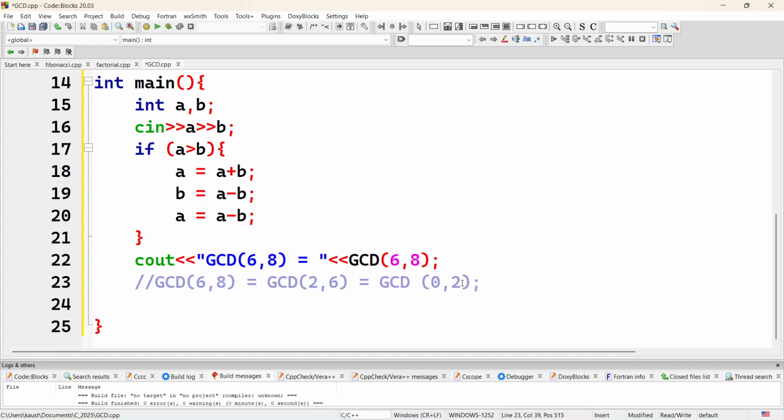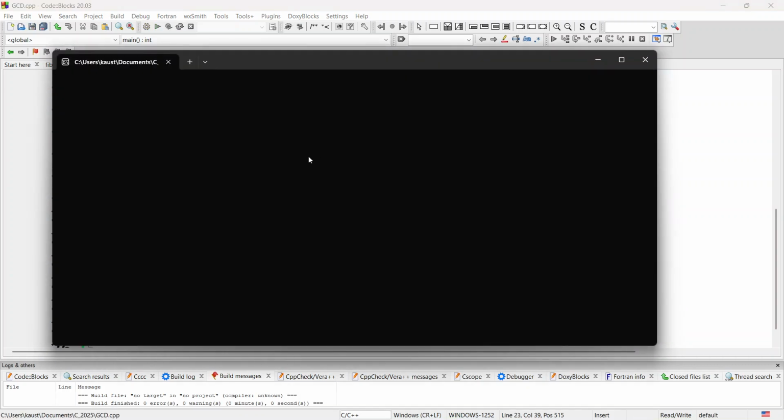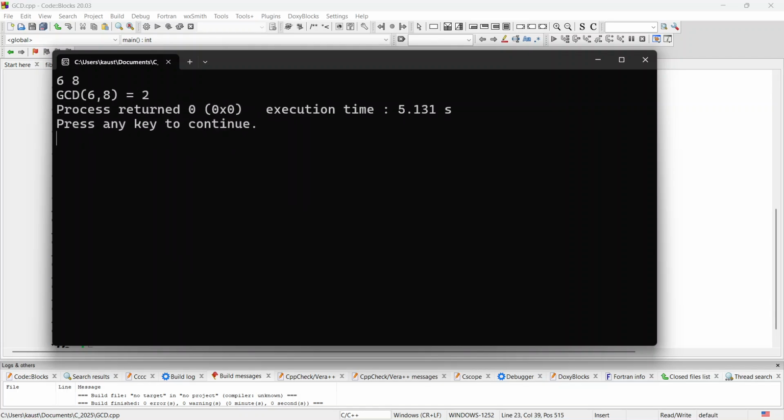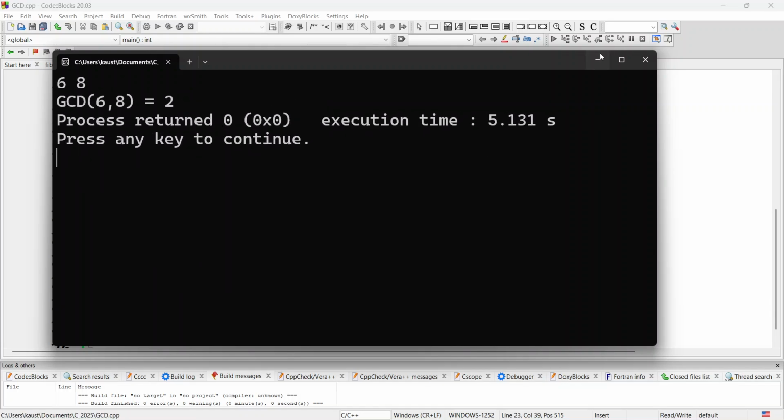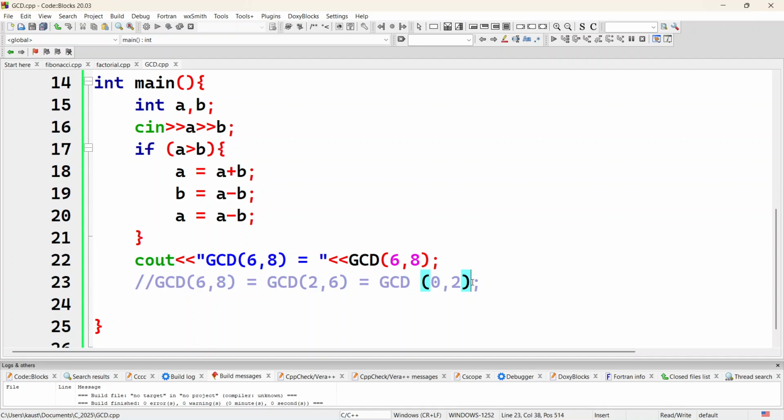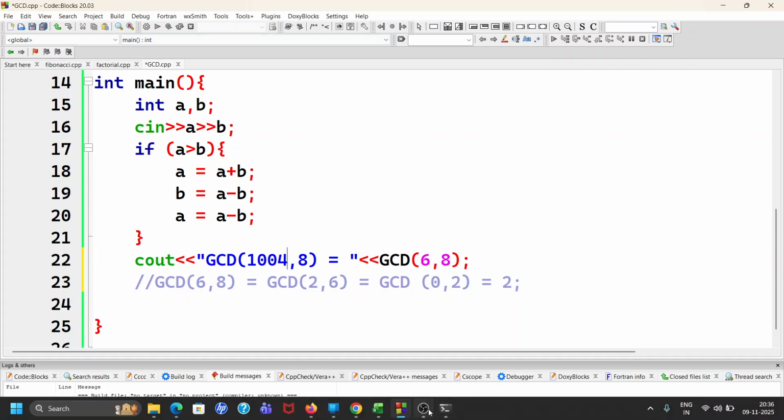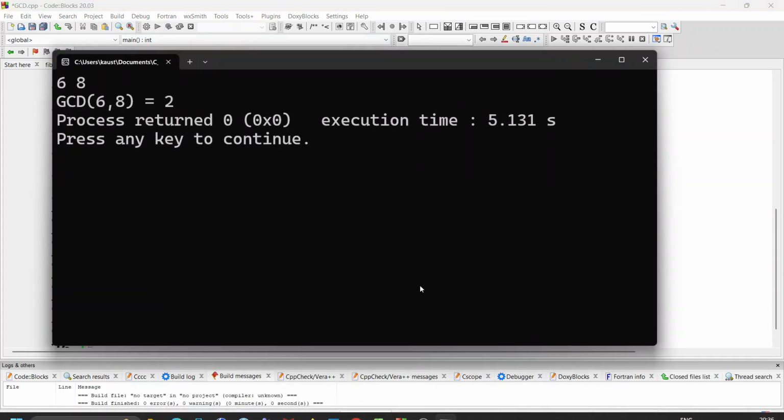Got it? So when we run this, it's expecting me to enter two numbers. Let's say I enter 6 and 8. So GCD of 6 and 8 is 2, right? So GCD of 0 comma 2 is 2. So GCD of 6 comma 8 is 2. Let's take some larger numbers. Let's say 1004 and 8. Okay, we know the answer.